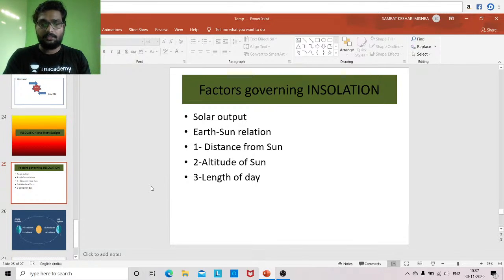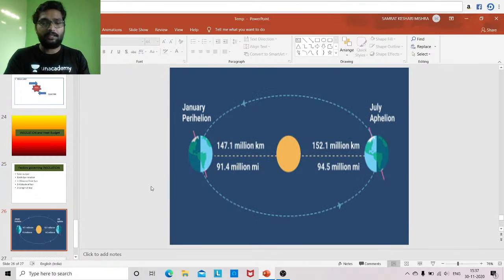The next is the earth and the sun relationship. So distance from the sun is also important because the earth is not revolving around the sun in a circular orbit, rather the orbit is elliptical. For that purpose many times earth will be nearer to the sun and sometimes earth will be away from the sun. When it is near to the sun, that is the perihelion case, and this is 147 million kilometer. The earth is 147 million kilometer away from the sun.